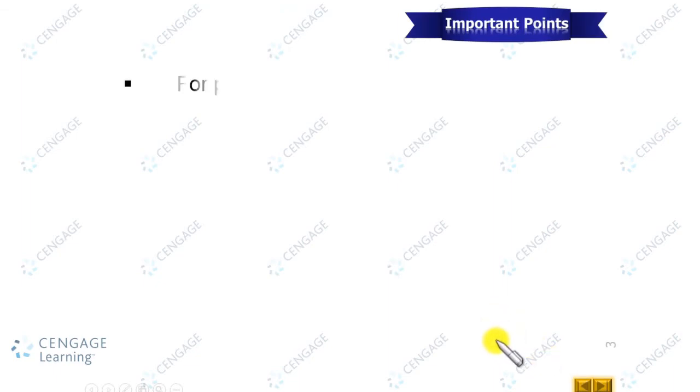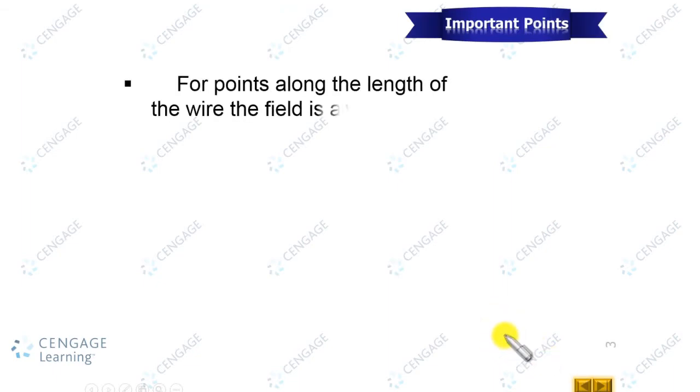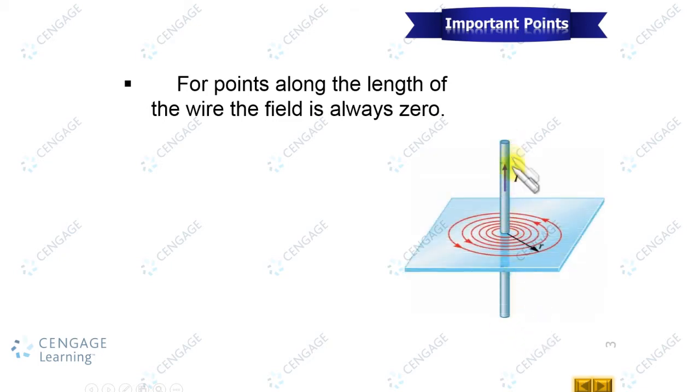And we know a few important points. Suppose the point under consideration, where we are interested to calculate the magnetic field, is lying in the direction of the current. Suppose this is a wire and we are interested to calculate the magnetic field on this line at this point. The magnetic field at this point will be 0, and similarly magnetic field at this point will also be 0, right?